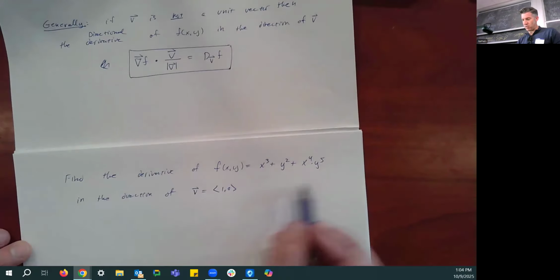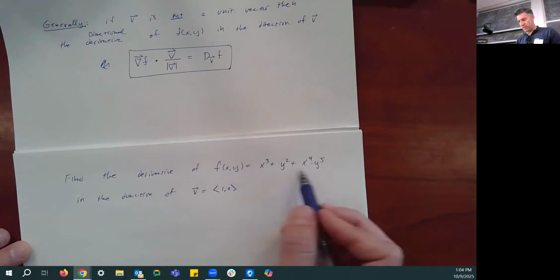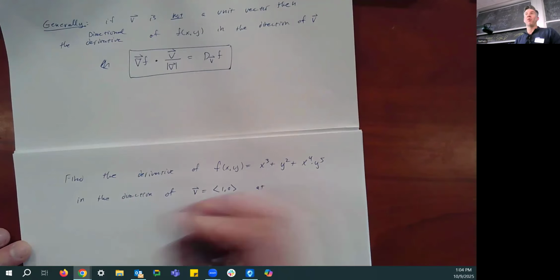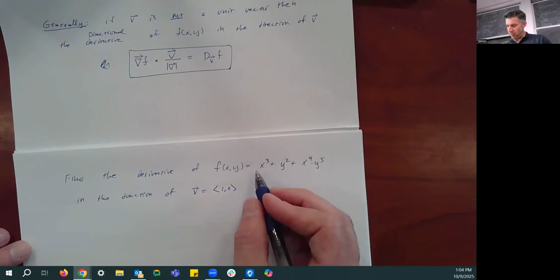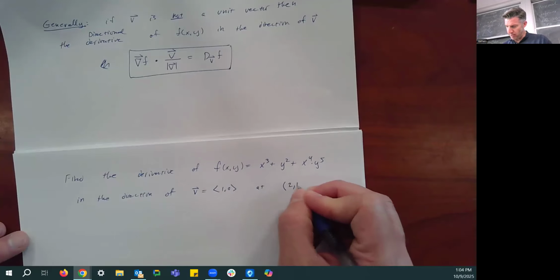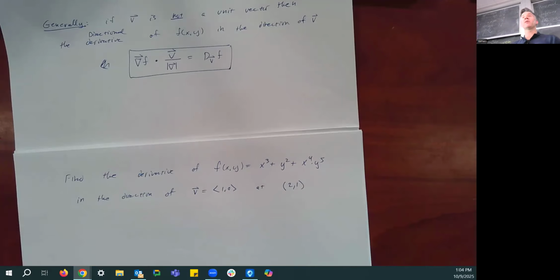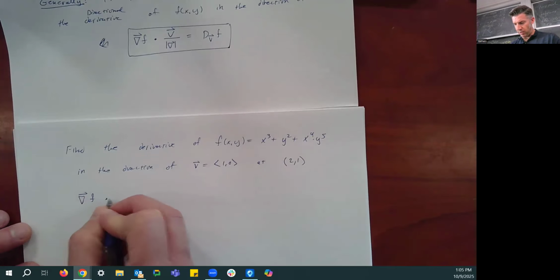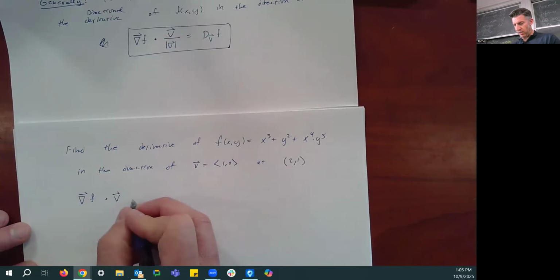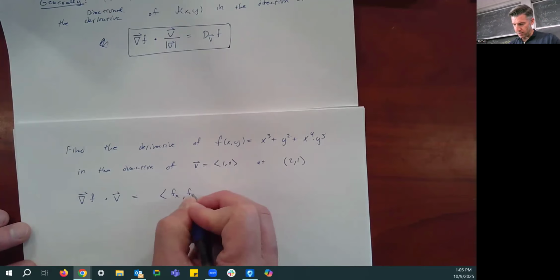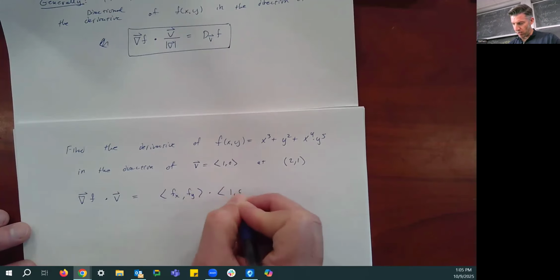Here, if I asked you this question to find the derivative of f of x, y equal to this in the direction of v equal to 1 comma 0 at, because you do have to give a point you're taking the derivative at, let's make it not too terrible, at say 2 comma 1. Let's do it the way we just talked about calculating. So we're going to calculate this. It's going to be the gradient of f dotted with v.